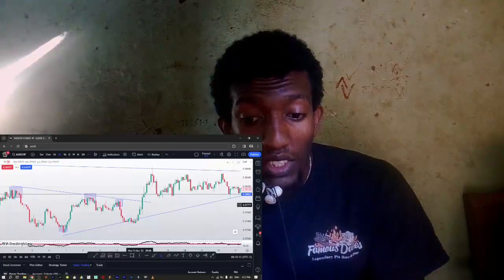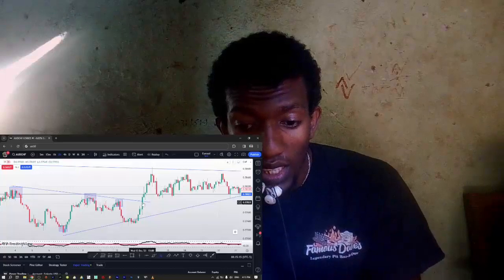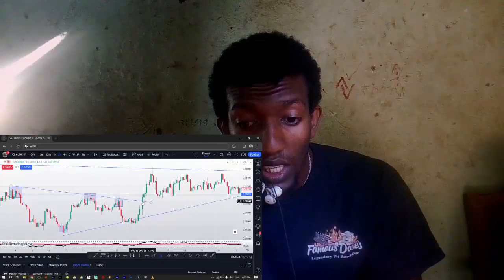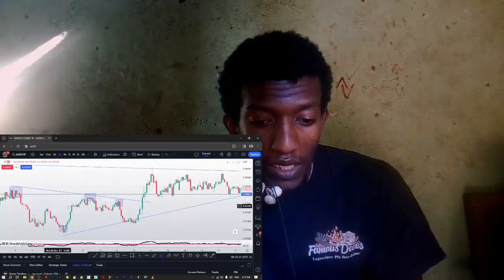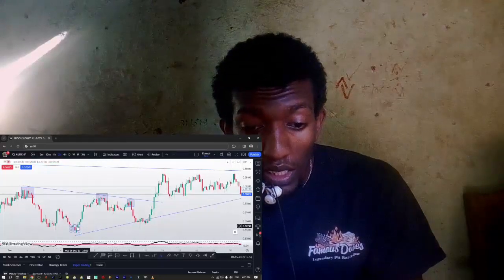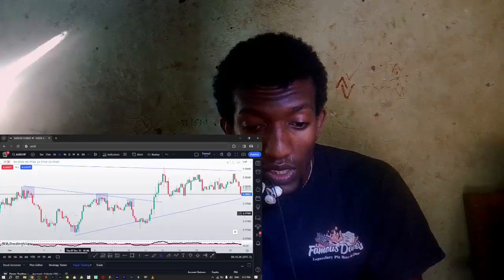When did the price change direction and move upward? Right there. It broke the trend line right there, right? Broke it and changed to the upward. But the bullish movement started here, right? The bullish movement started here.